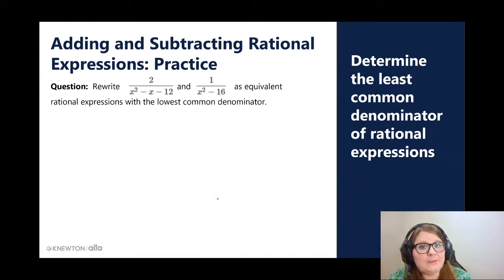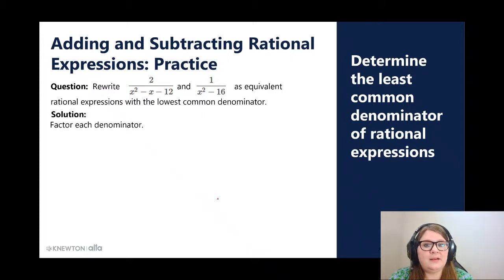2 over x squared minus x minus 12 and 1 over x squared minus 16. We want to factor the denominator of the first fraction. To do that, we ask what two numbers multiply to negative 12 and add to negative 1. That's going to be x minus 4 and x plus 3. Similarly, when we factor the denominator of the second fraction, x squared minus 16 is a difference of squares, so it's really x minus 4 times x plus 4.